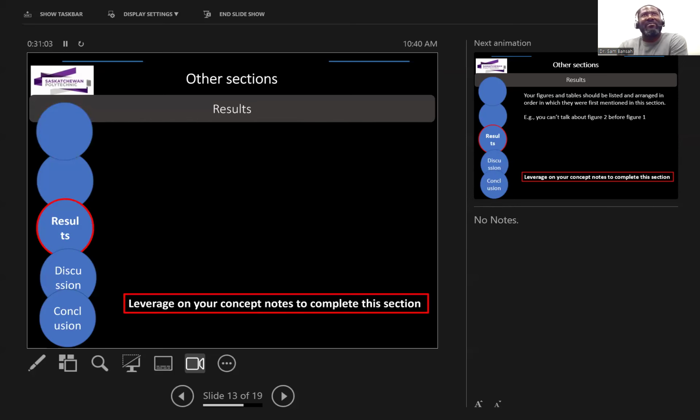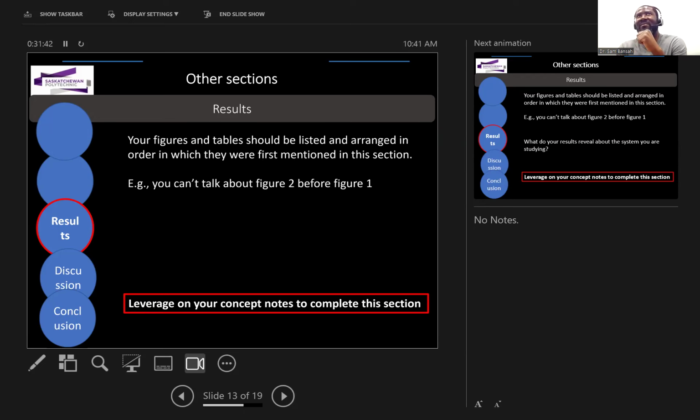We are done with introduction. We have our methods already written. We have our results. This is the point where, as I mentioned previously, you move every figure and table to Word, and then you write little descriptive notes. This is where you leverage those concept notes to complete this section. So it goes very quickly. When I'm writing these sections, I go very, very quickly because I've done that work prior to the writing stage, right? So let's look at some key things to take note of in this section.